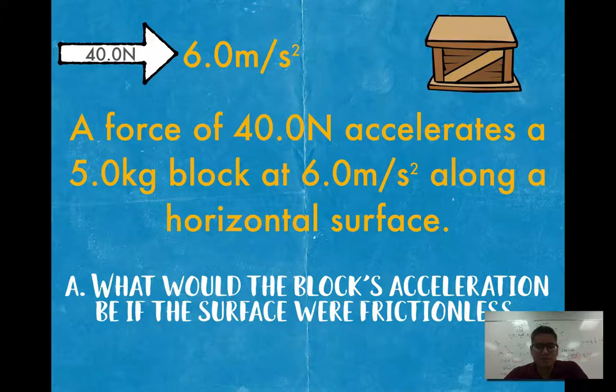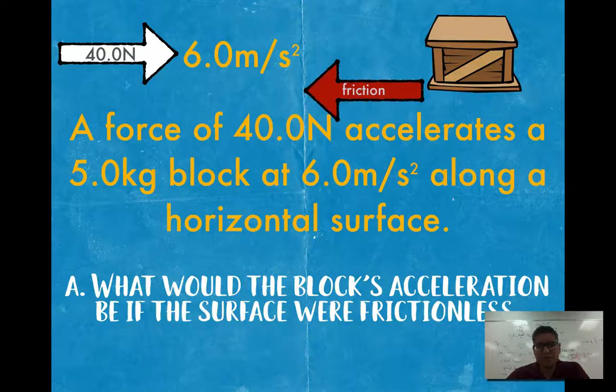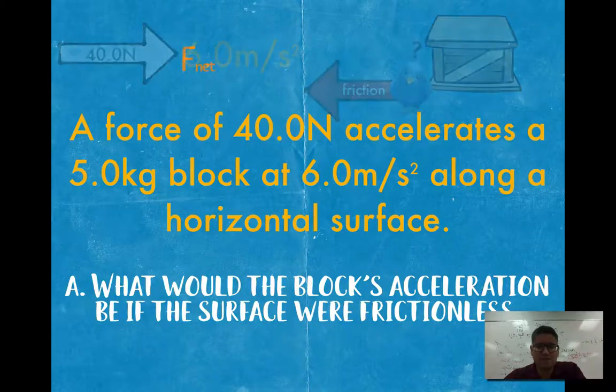Something to consider, when you look at A, it says what would the block's acceleration be if there was no friction? That means that in the actual situation there is a friction force working in the opposite direction. If you imagine pushing a crate on a horizontal surface, it's going to push back. There is going to be some pushback, and that's going to come in the form of friction. So because there's a frictional force, we need to figure out how much kinetic friction there is, how much force is pushing back against our applied force. And then that will let us know how much faster this crate would move otherwise.